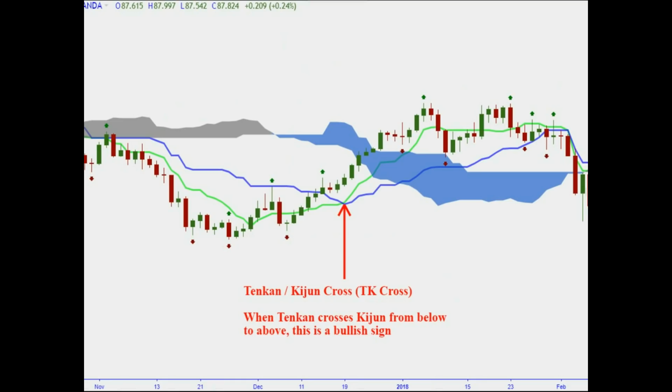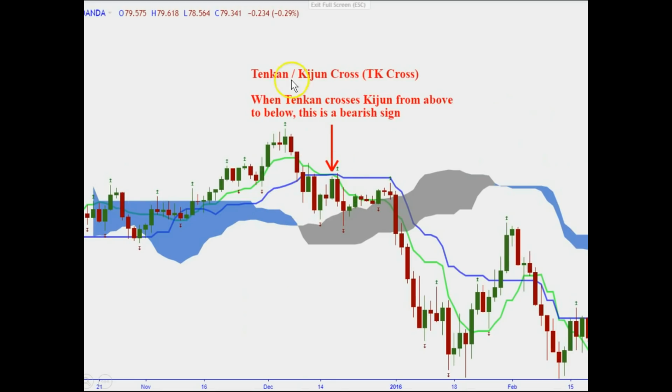All right, so the things that we're going to need to see are these TK crossovers, which is a Tenkan-sen Kijun-sen cross. So that's going to be when the Tenkan-sen crosses your Kijun-sen from below to above. This is a bullish sign. And then we're going to have a Tenkan-sen Kijun-sen cross when the Tenkan-sen crosses the Kijun-sen from above to below. This is a bearish sign, so we went above to below. That's a bearish sign. So if you've got a bearish crossover or a bullish crossover, that's the way you signify which trade you take.